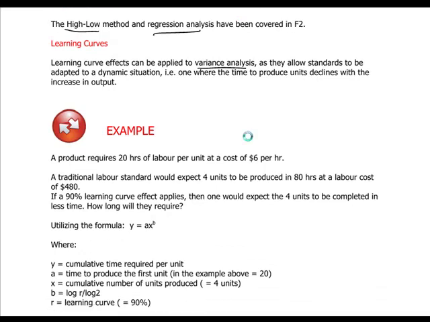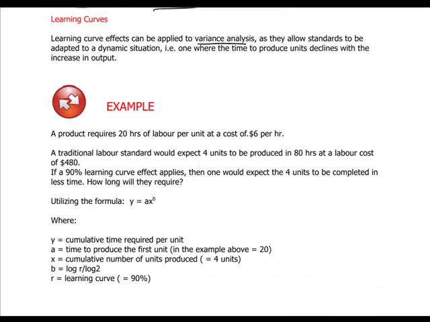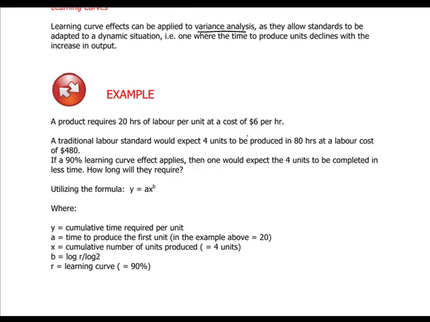A short example for you: a product requires 20 hours of labor per unit at a cost of $6 per hour. A traditional labor standard would expect 4 units to be produced in 80 hours at a labor cost of $480. If a 90% learning curve effect applies, then one would expect the 4 units to be completed in less time. How long will they require?